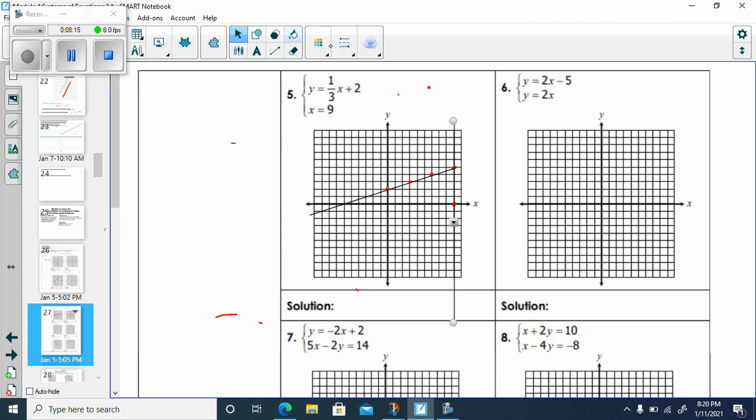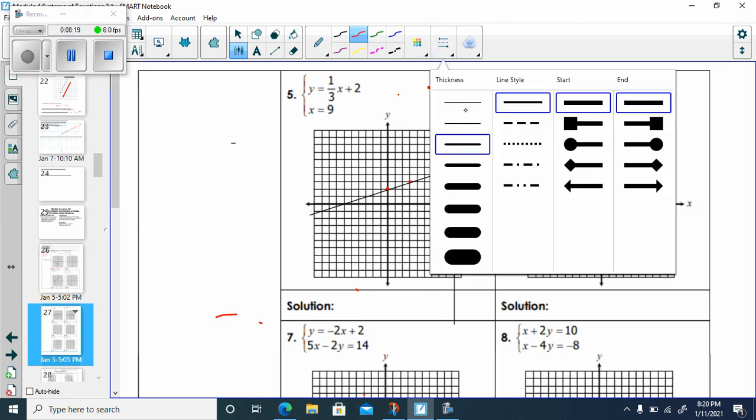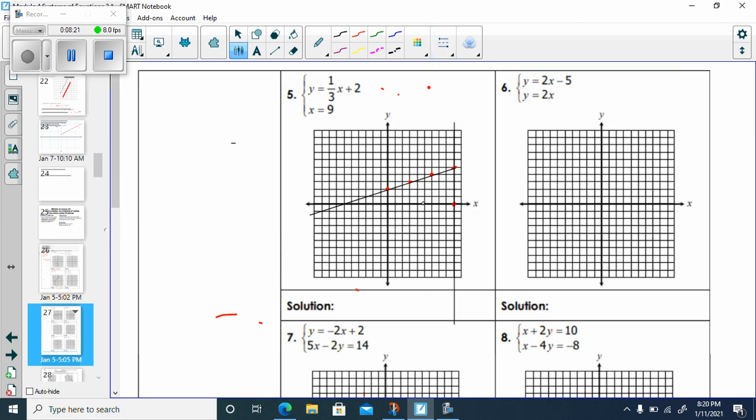Okay, so let's figure out what point we're at. That point is at 1, 2, 3, 4, 5, 6, 7, 8, 9, and then 1, 2, 3, 4, 5. So it's 9, 5.